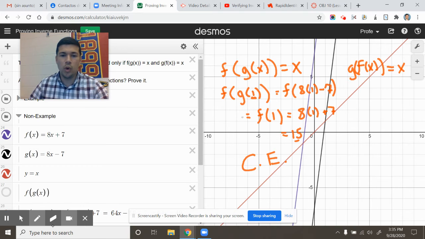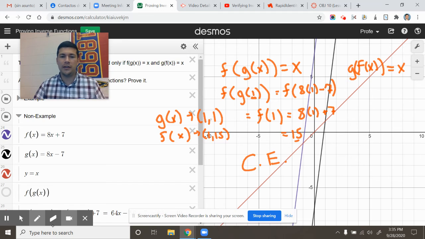Because what we've essentially proven is, well, g of 1. If we look at g of x, we've basically shown that g of x has the point input 1, output 1, right? Which means that f of x in theory should have that same point, reversed, 1, 1. But f of x in turn has the point 1, 15. So those are not inverse points. Therefore, by counterexample, you have shown that these are not inverses.